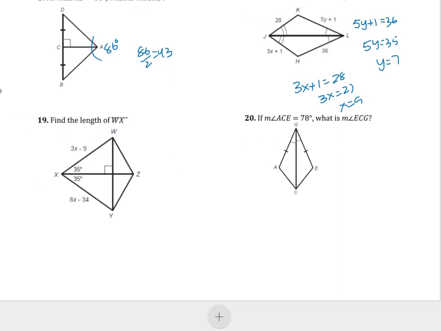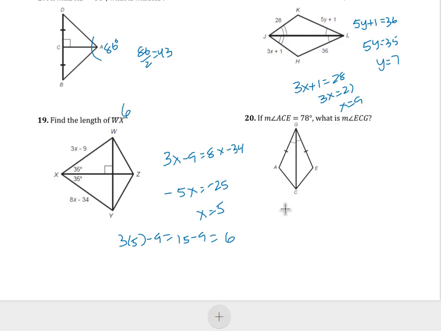Looking at number 19, 3x minus 9 is equal to 8x minus 34. So take away 3x from both sides and add 9 to both sides. We end up with x is equal to 5. The length of WX then is going to be 3 times 5, take away 9, which is going to be 6.